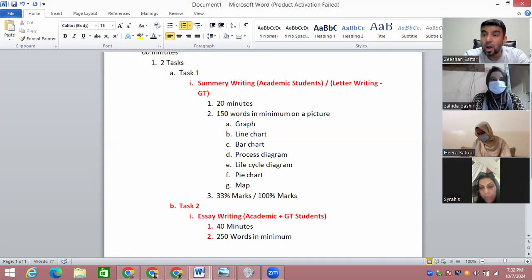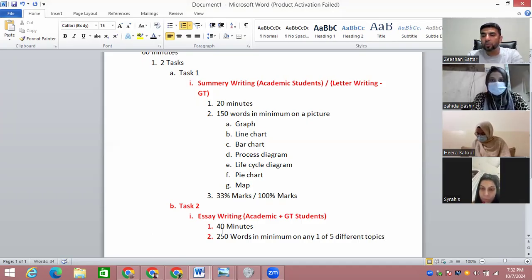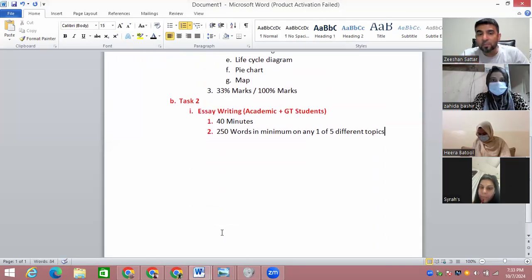They have to write 250 words minimum on any one of 5 different topics. Students have to write 250 words minimum on any one of 5 different types of topics. That means in the exam, the IELTS essay can be from any of the 5 different types.